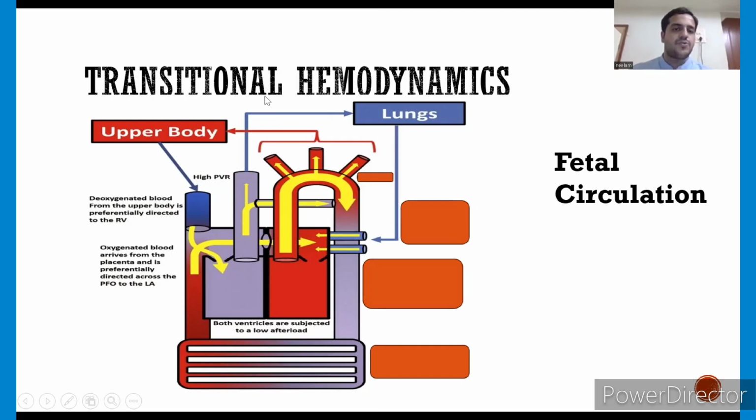But it cannot go beyond that to the lungs because there is high pulmonary vascular resistance. So whatever blood is there in the pulmonary artery, through the PDA, it will go to the descending aorta. There is presence of high pulmonary vascular resistance, but low systemic vascular resistance. Why? Because placenta has got very big vessels.